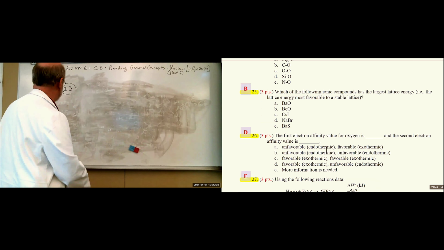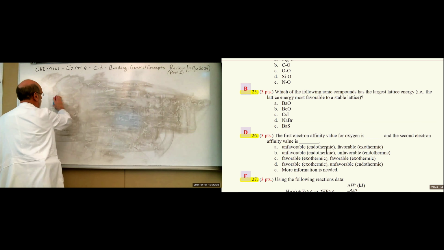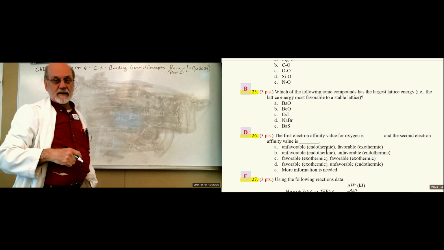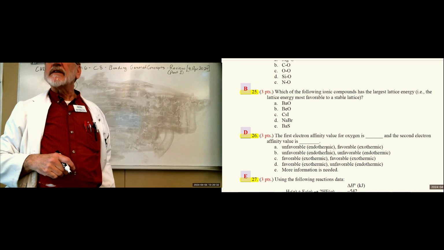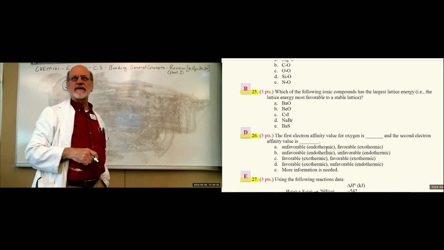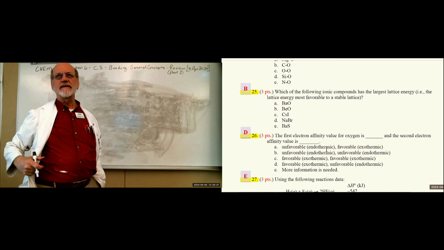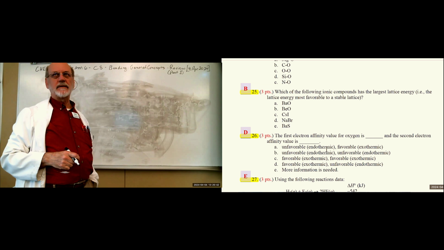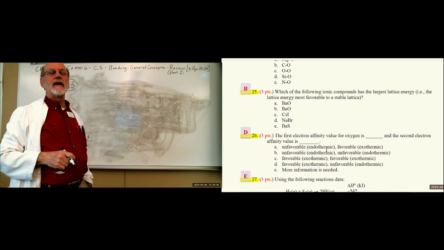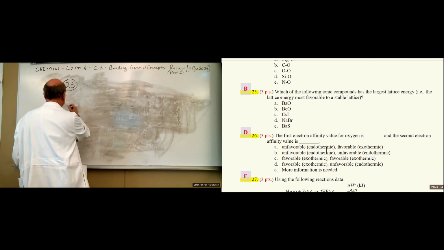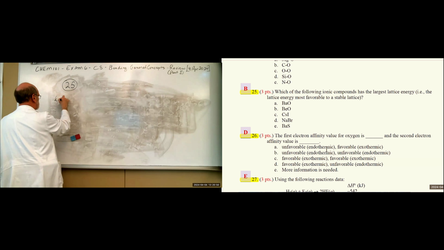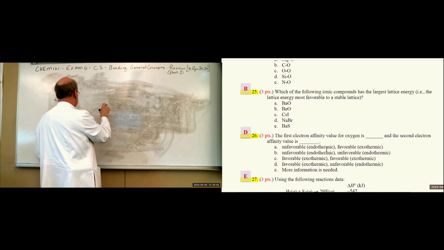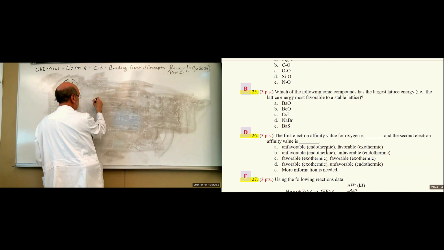All right, 25. Which of the following ionic compounds has the largest lattice energy? Lattice energy, most favorable to a stable lattice. All right. Largest lattice energy. Okay, here's the way you approach this one. Lattice energy. Remember how we determine the lattice energy.